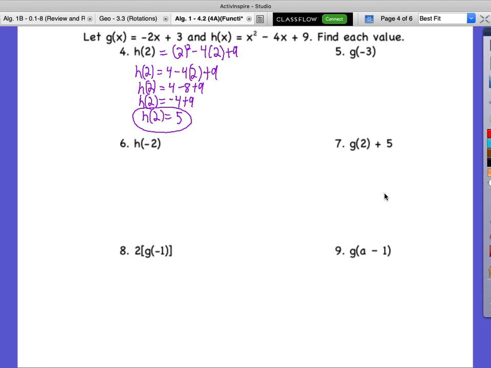Alright. To start, put the equal sign. Important. Don't forget it.